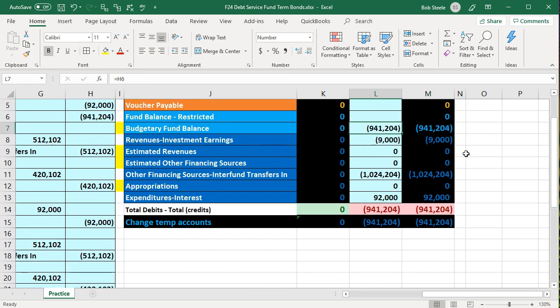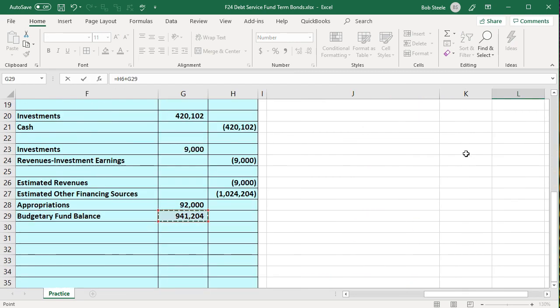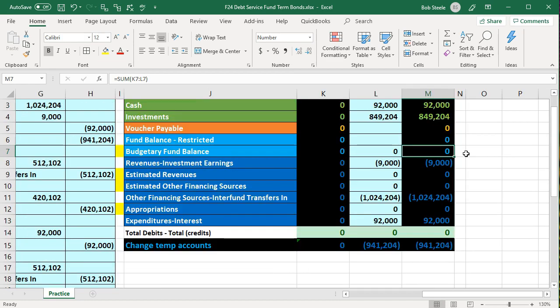Budgetary fund balance in L7. I'm going to say F2 plus F2. Scroll back down and we will pick up the budgetary fund balance. And then it goes down to 0. So we've cleared those out.